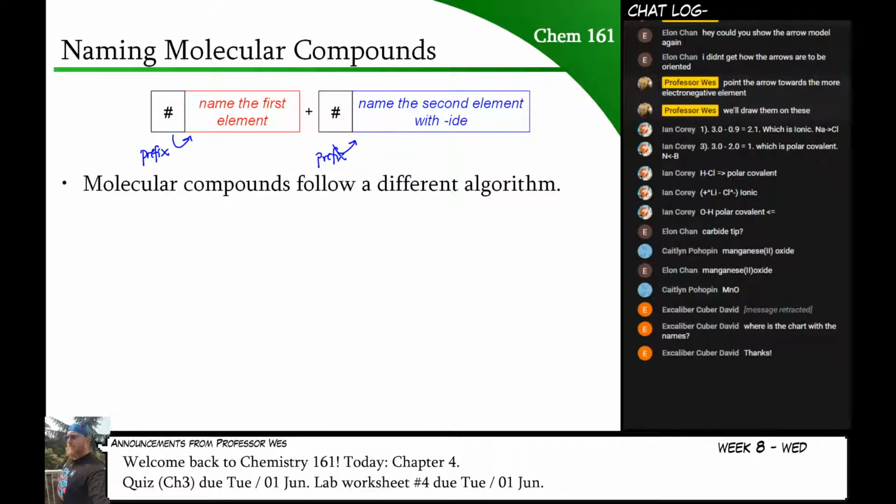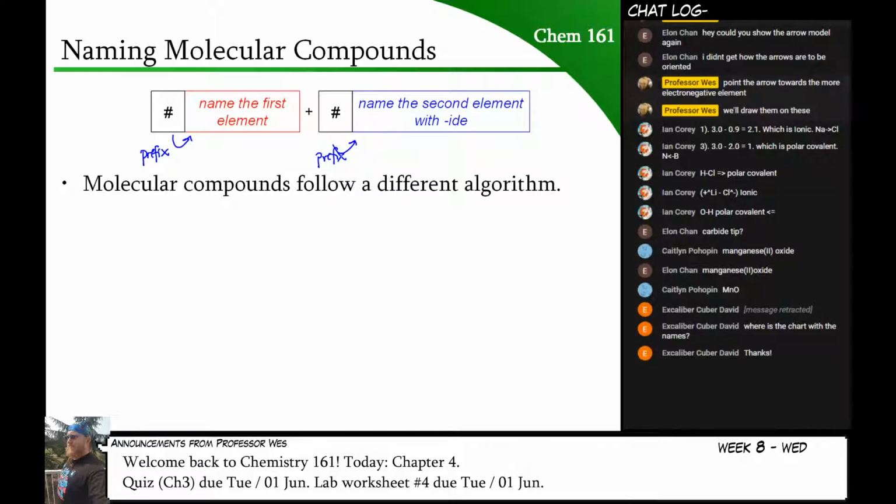We're going to name the first element in the compound. And then we're going to name the second element with "ide," just like before. We're going to attach the numeric prefix in front of it that counts how many things there are. So if there's 1, we would write mono, and if there's 2, we would write di, and so on and so forth.